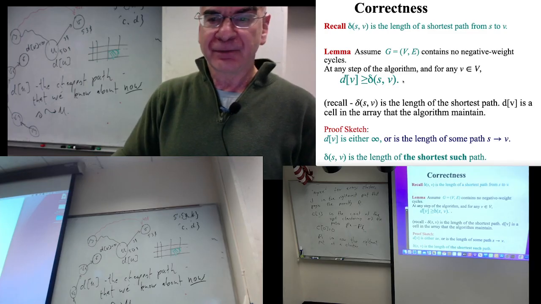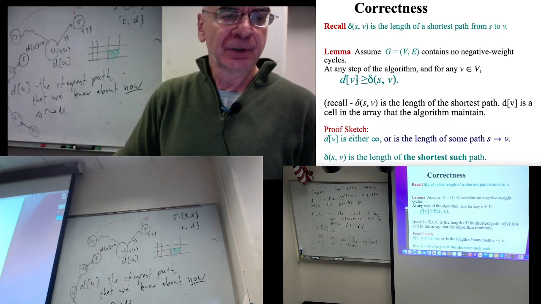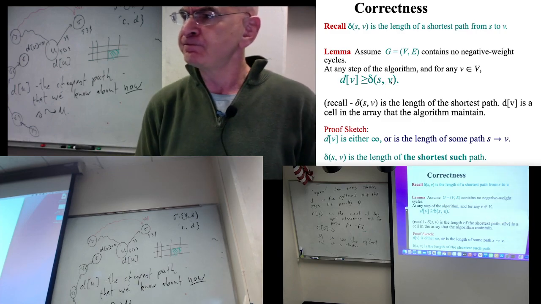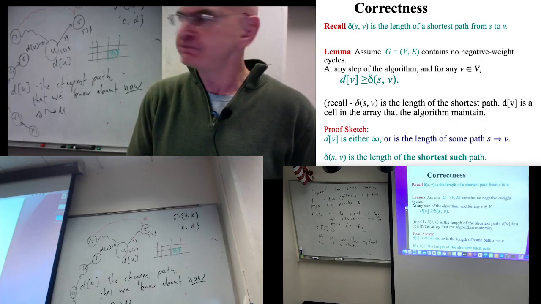Now, delta of S of v, by definition, is the shortest path. So d of v is always larger than or equal to delta. Okay? That holds for the whole algorithm.